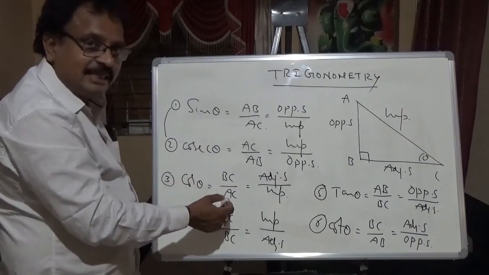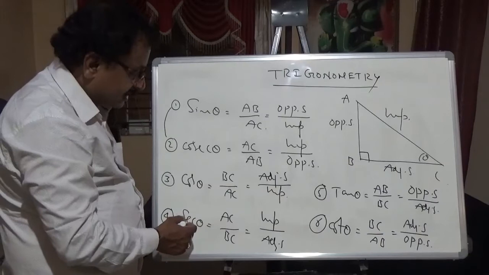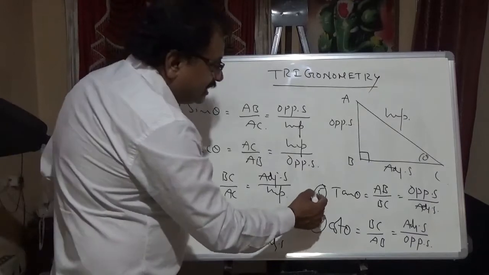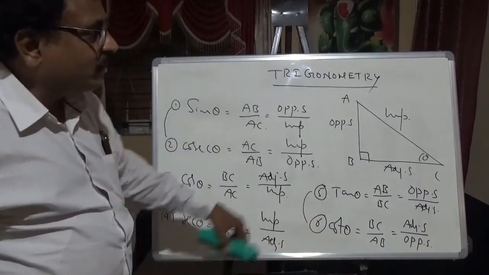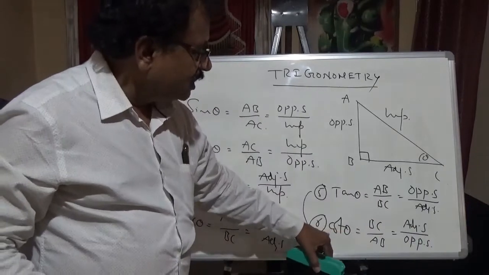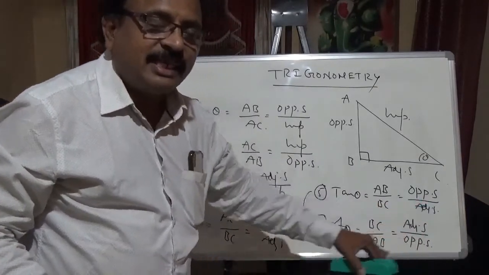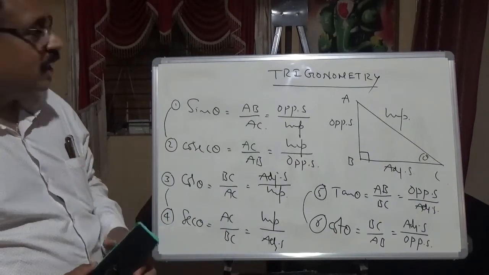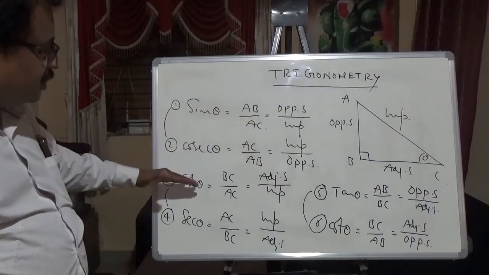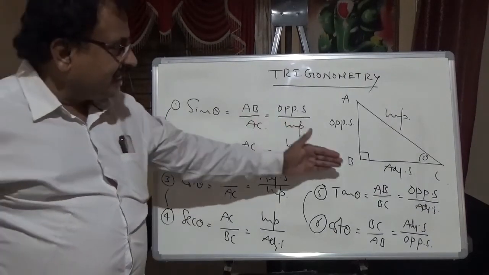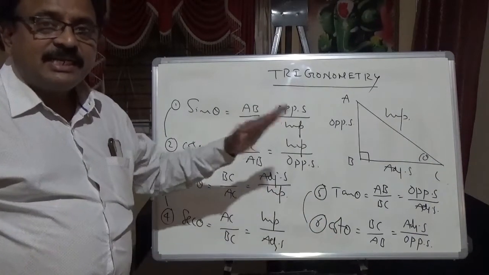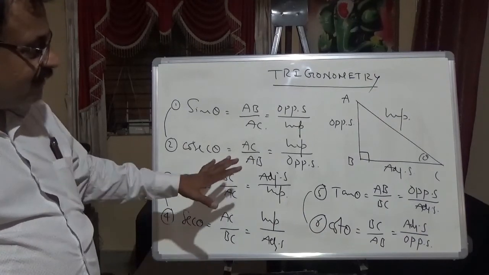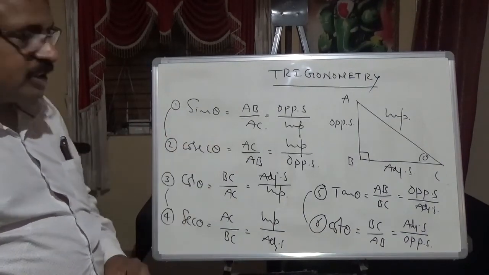Cos theta is BC by AC, adjacent side by hypotenuse. Sec theta is the reciprocal of cos theta. Tan theta is the reciprocal of cot theta. Tan theta is opposite side by adjacent side. Cot theta is the reciprocal, adjacent side by opposite side. So these are the 6 trigonometric ratios: sin theta, cosec theta, cos theta, secant theta, tan theta, cot theta. There are 6 trigonometric ratios in trigonometry. Maybe it's clear for you. Two are reciprocal to each other.